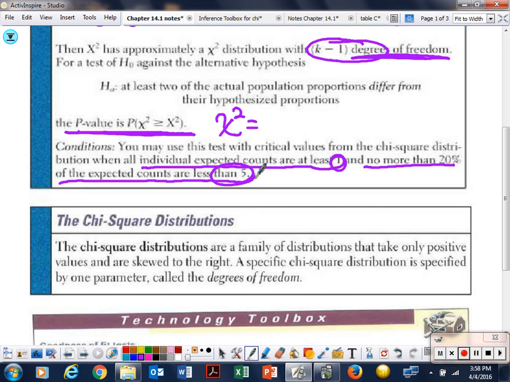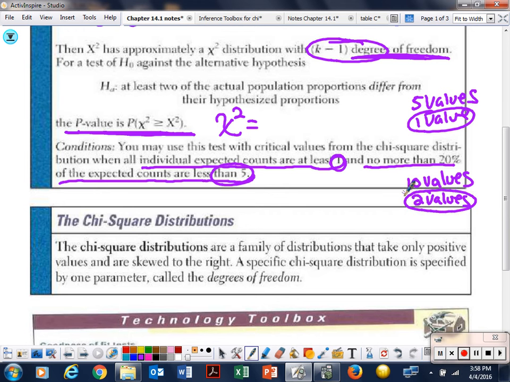If I have 5 values, 20% would be 1 value. So 1 value out of the 5 values could be less than 5. If I have 10 values, then 2 values could be less than 5. But they all must be at least 1.